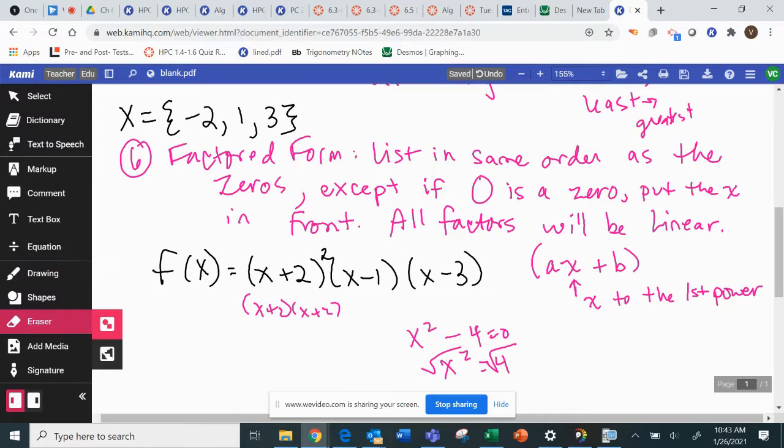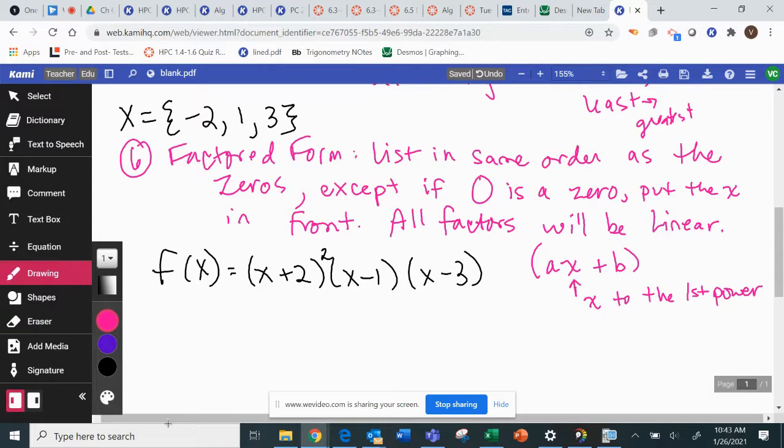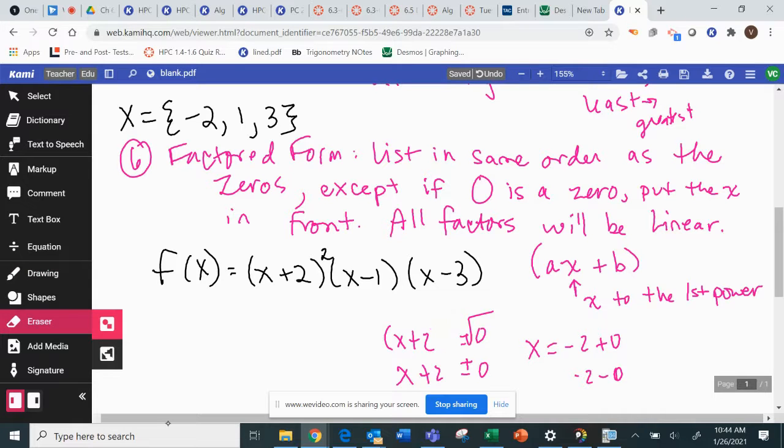Okay, so you could square root. Let me go back. You could square root with this, set it equal to 0 and square root, like if you were finding the zeros. And as I square root, I'm going to have plus minus 0. So if I do x equals -2 plus 0 or -2 minus 0, I still get just -2.